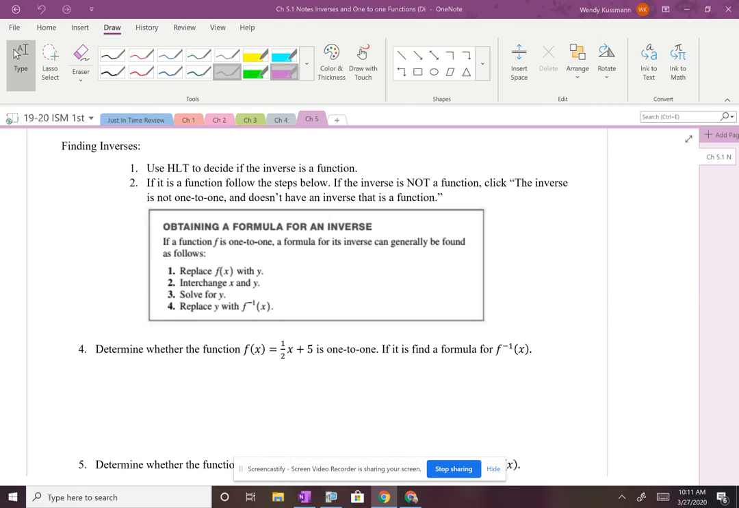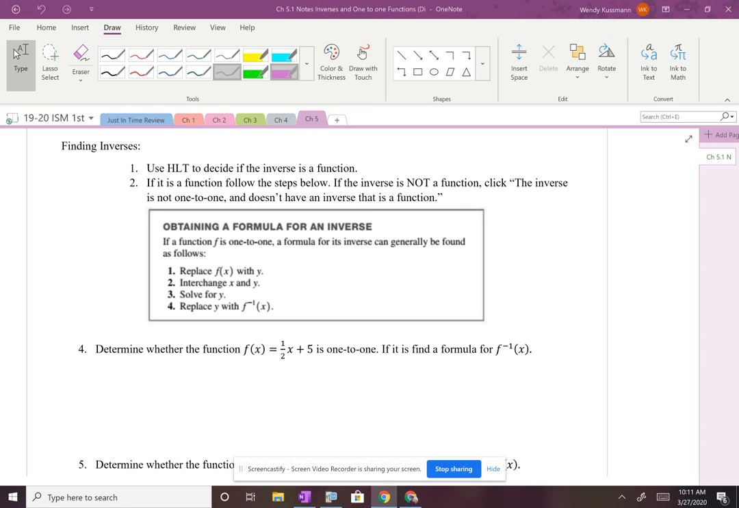In video 2, we're going to find inverses of functions instead of just inverses of relations like we did in video 1. So now we're going to look at equations and find the inverses of equations. Step 1 is to use the horizontal line test to decide if the inverse is a function.